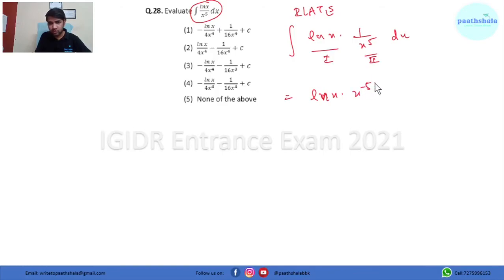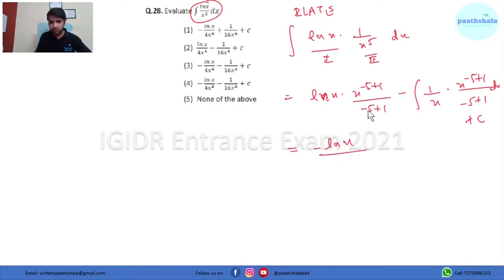This will be x to the power minus 5 plus 1 upon minus 5 plus 1, minus integral of d/dx of the first function, that is 1 upon x, and integration of 1 upon x power 5, which is x power minus 5 plus 1 whole upon minus 5 plus 1, dx plus c. Okay, so when you solve it further, it will come out to be minus ln x upon x power 4 in numerator, and in denominator you have 4x power 4. Okay, minus, when you solve this, so this will come out to be minus 4. So this minus minus plus 1 upon 4 and this will become 1 upon x power 5 dx plus c.